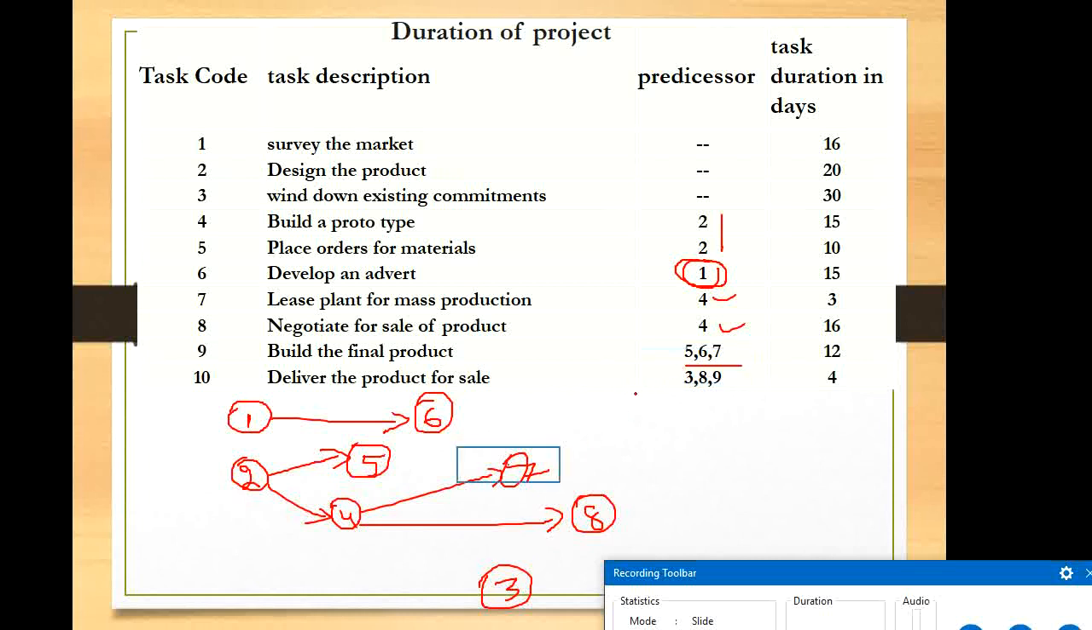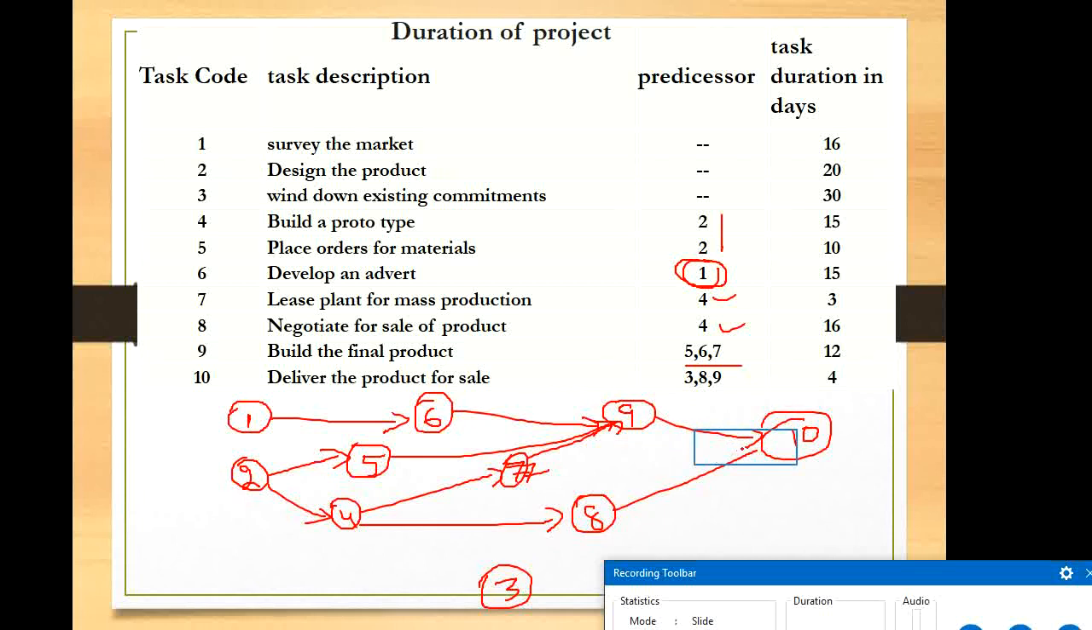Now come here, 5, 6, 7 is precedent. This 5 and 6 and 7, all 3 are preceding activities for activity 9. So just you take here activity 9, 7 you join here, 5 and 6, all 3, right? Then for activity 10, the final activity, all these 3, 8, 9 are the predecessors. So 9, 8 and 3, or 3, 8, 9.